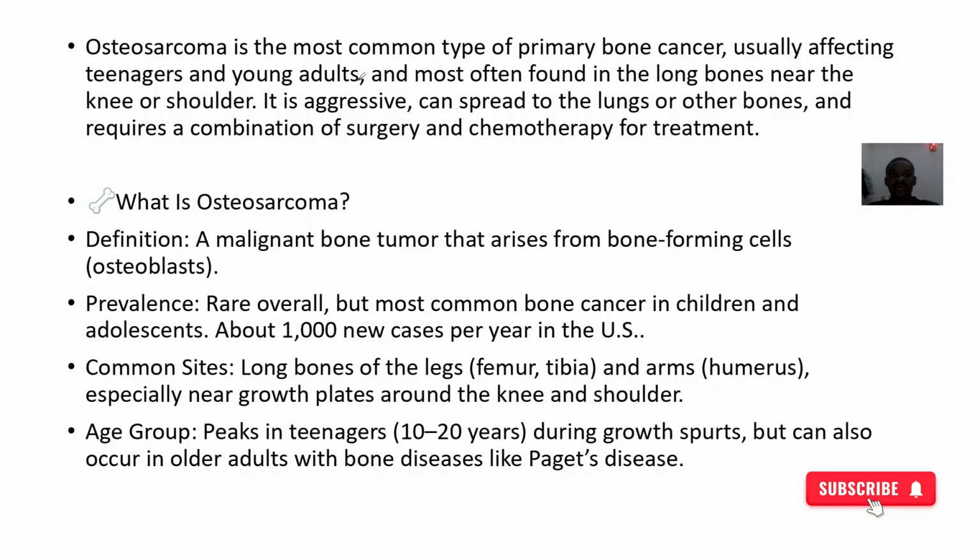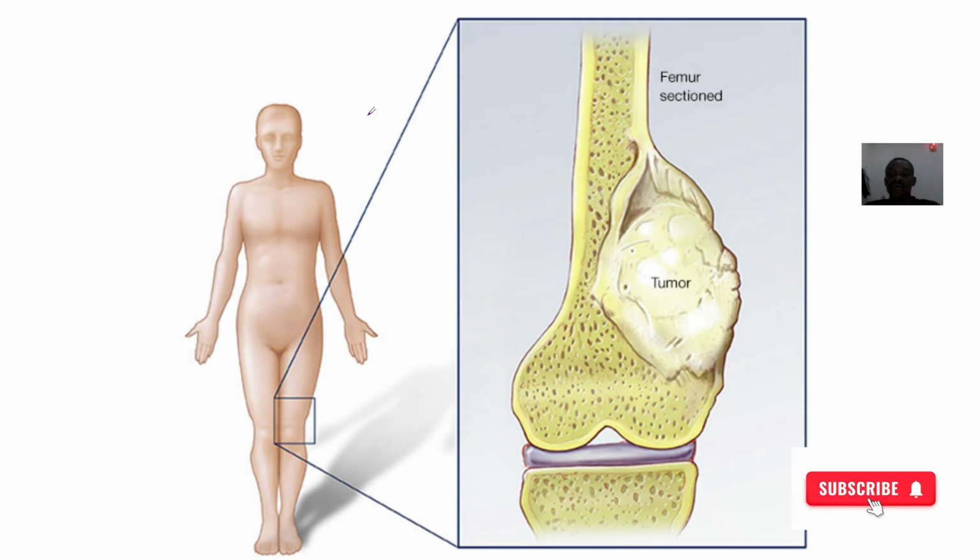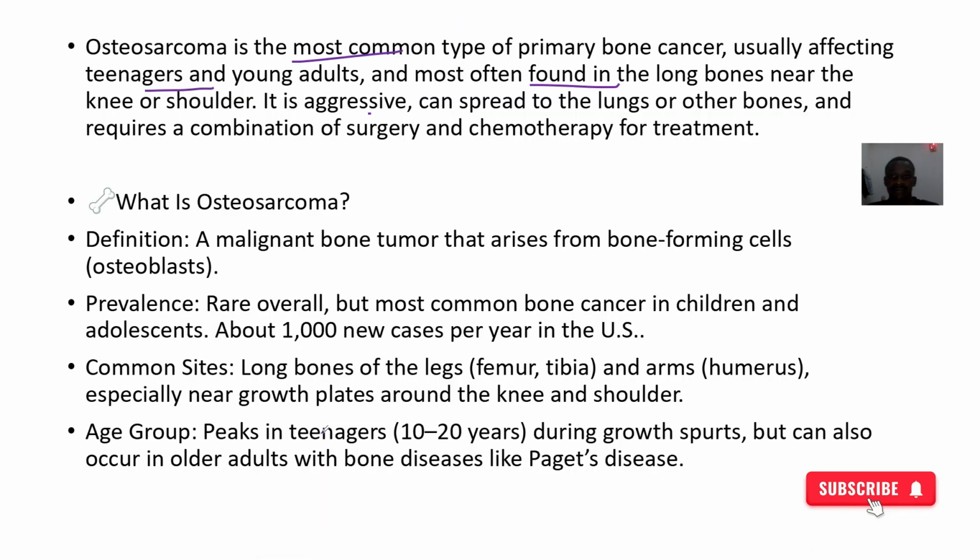So osteosarcoma is actually one of the most common types of cancers that could occur in the bone, and it usually affects teenagers and adults, and often affects long bones. You usually see it in the knee or in the shoulders. It could occur in any other place; we are just trying to say it commonly occurs at these places.